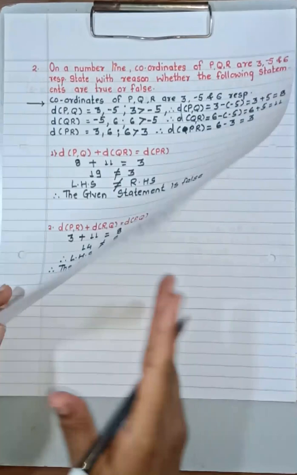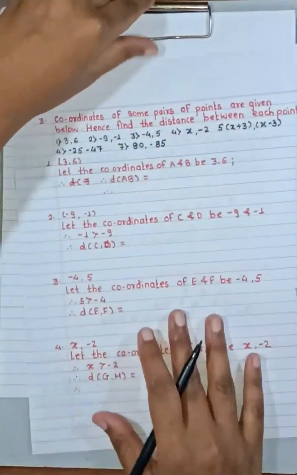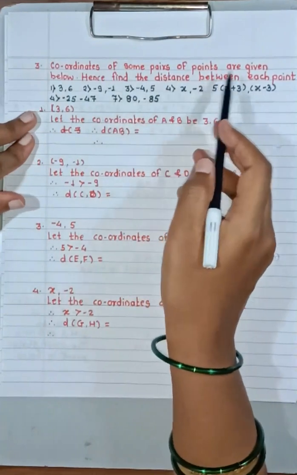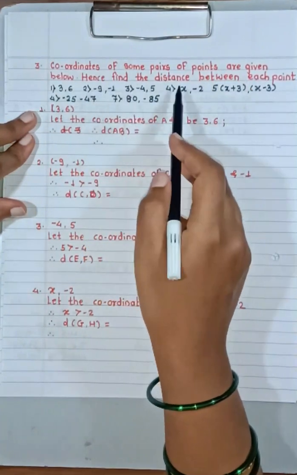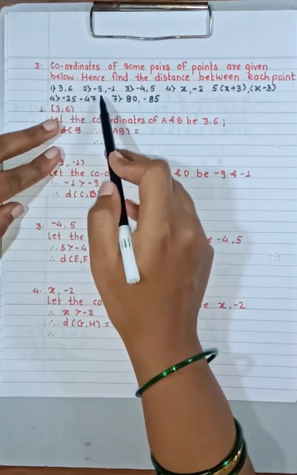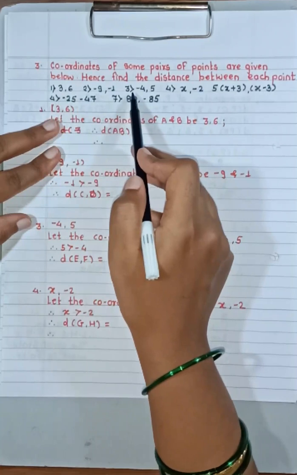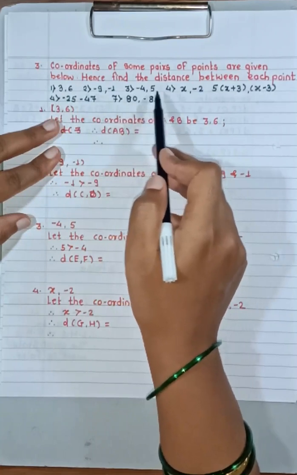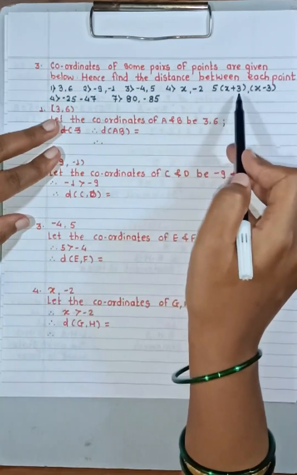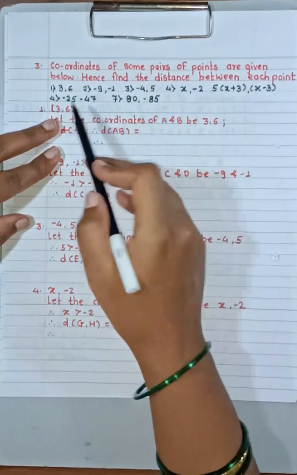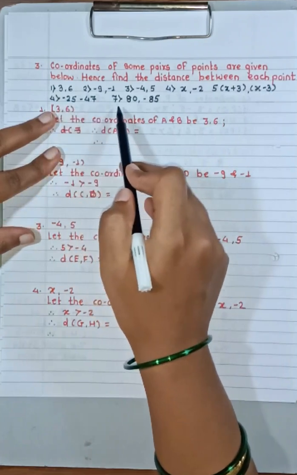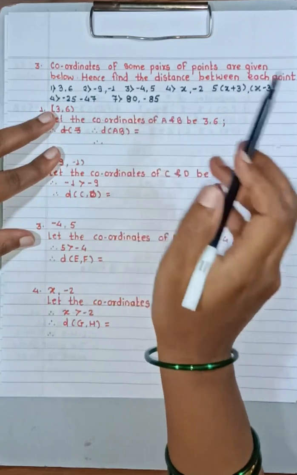Okay, now let us proceed towards question number 3. Coordinates of some pairs of points are given below. Hence, find the distance between each point. Okay, now first one they have given 3, 6. Second is -9, -1. Third one is -4 and 5. Fourth is x and -2. Fifth is x plus 3, x minus 3. Sixth one is -25 and -47. And seventh one is 80 and -85.